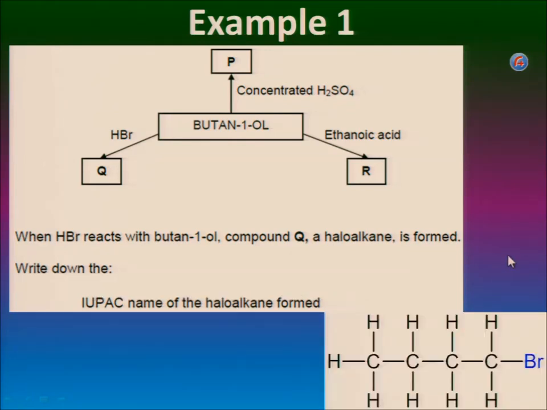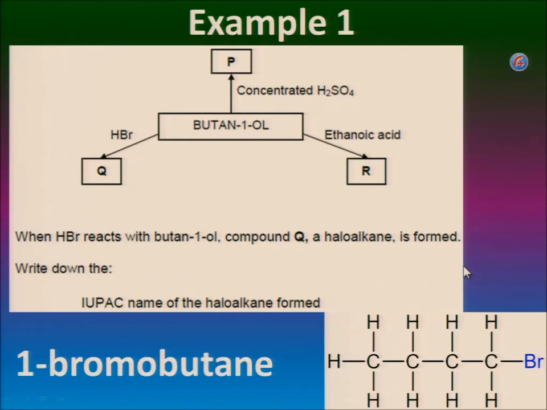Now you first have to draw the haloalkane. Now remember there was a hydroxy group there for butanol, and now you had substitution, meaning you substituted the hydroxy group with a bromine atom. And now you need the IUPAC name, which is 1, 2, 3, 4 carbons with the bromine at number 1. So 1-bromobutane.